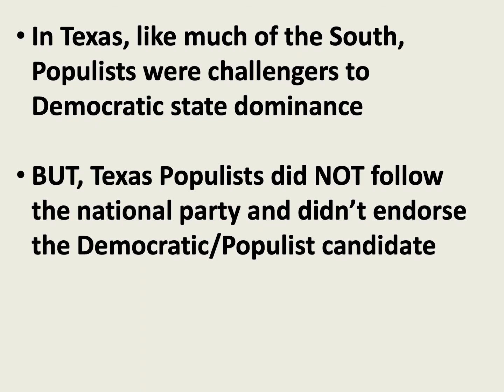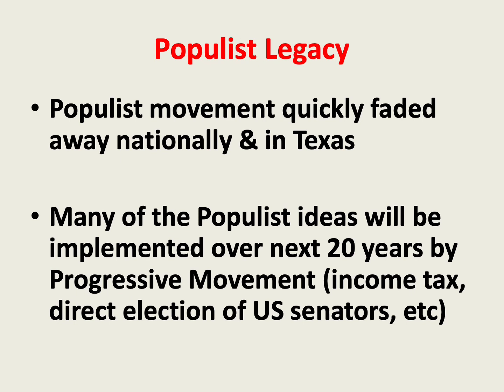Now, in Texas, like much of the rest of the South, the populists all along were challenging the dominance of the Democratic Party in the state. But it's interesting, in the 1896 election, the populists in Texas did not follow the National Party, and they did not generally endorse William Jennings Bryan. After their defeat in the 1896 election, the Populist Party quickly faded both nationally and in Texas.